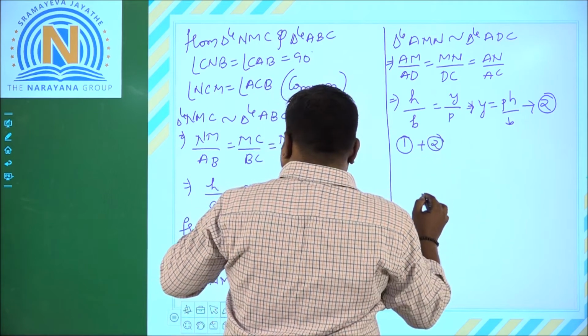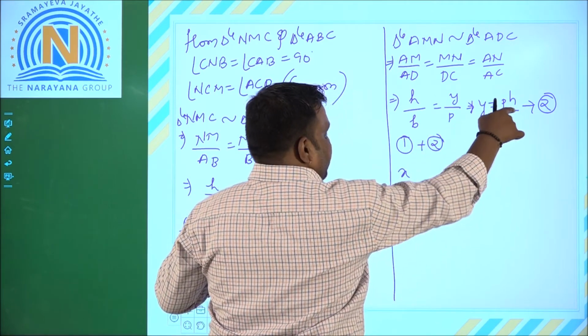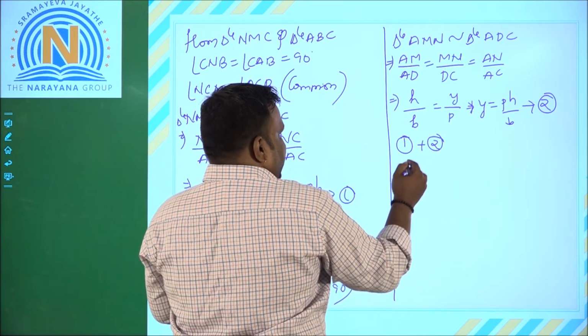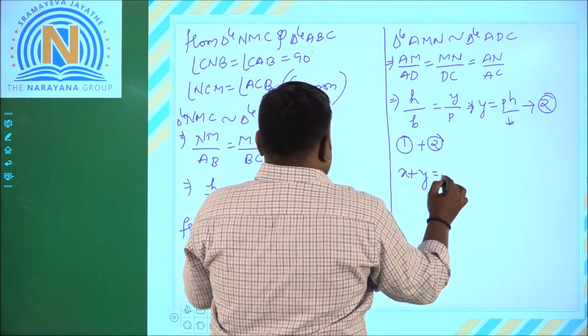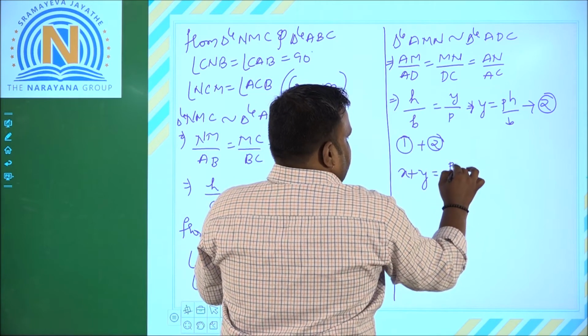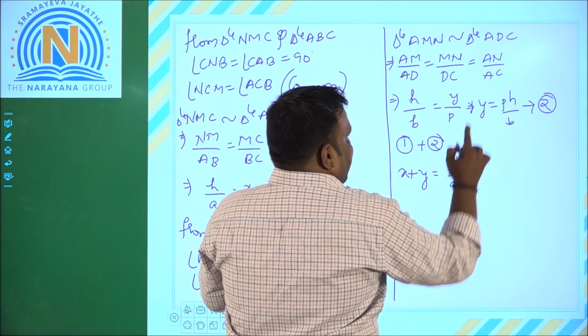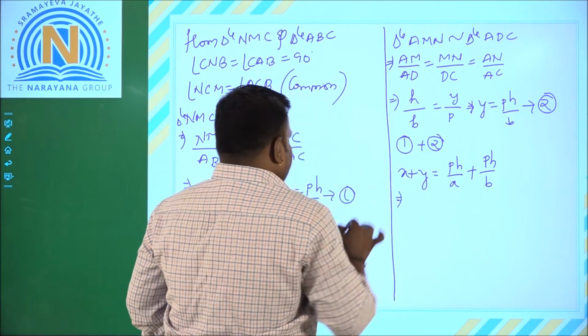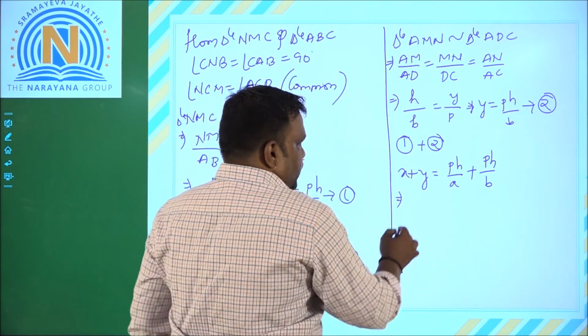So what is our first equation? X, and here second equation. First equation is X, second equation is Y. So both get added. So X plus Y is equal to first equation RHS PH by A plus second equation RHS PH by B. So we know clearly that X plus Y is P, right?